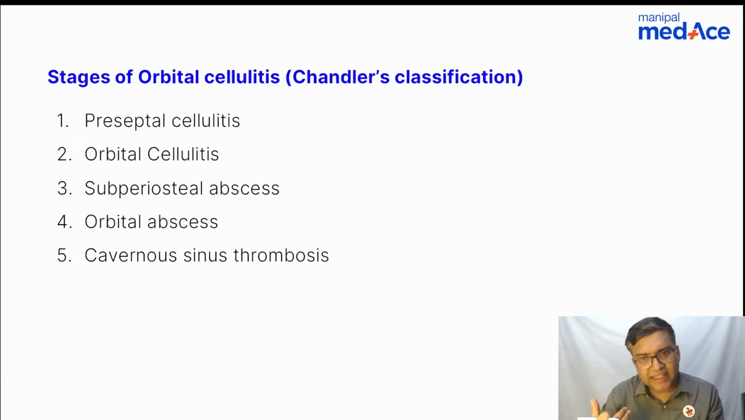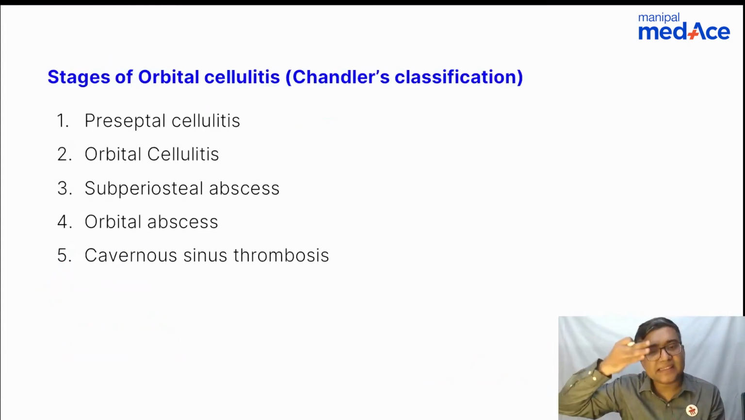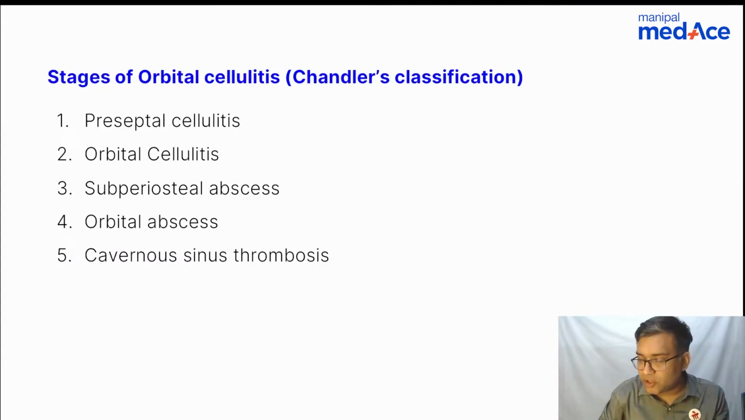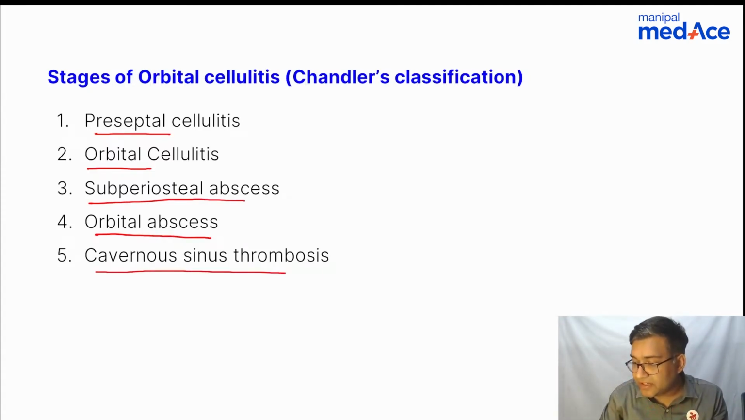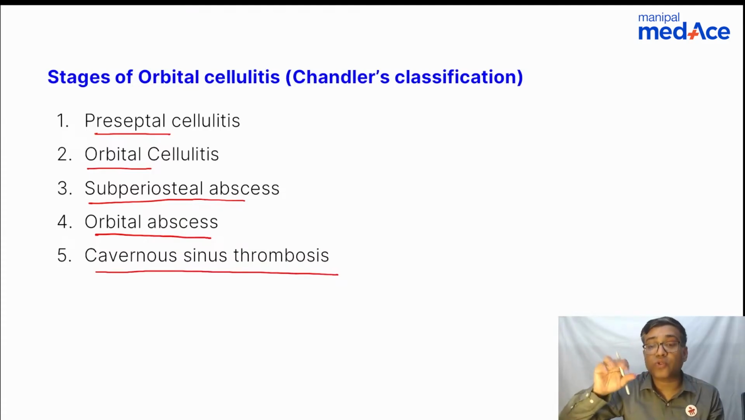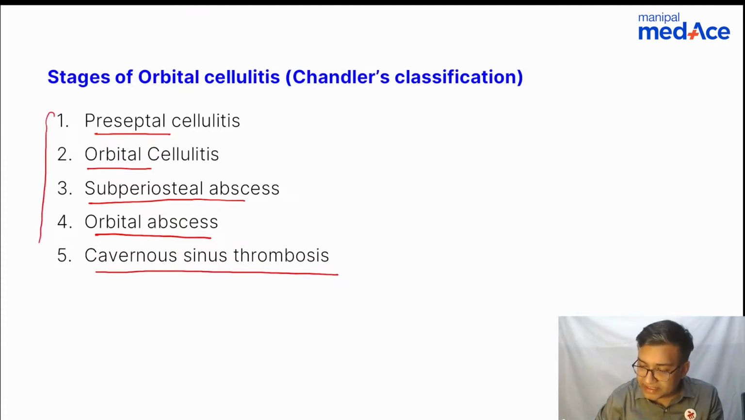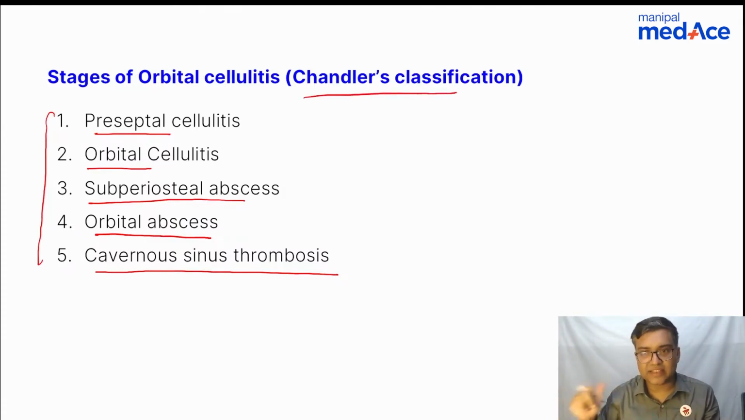So what are the various stages? The first is when the infection is superficial to the septum, we call it preseptal cellulitis, followed by orbital cellulitis. Then we have the subperiosteal abscess. Then we have the abscess in the orbital area, that is called orbital abscess. And last but not the least, we have cavernous sinus thrombosis. So now the infection has gone intracranially. These are the various stages of orbital cellulitis, called Chandler's classification.